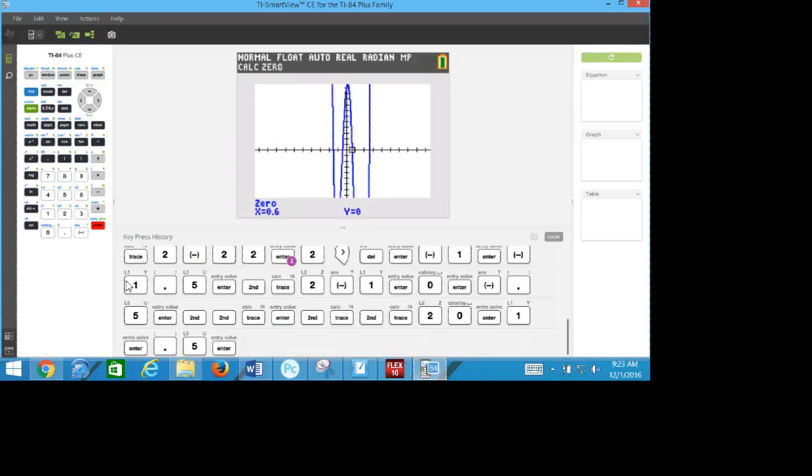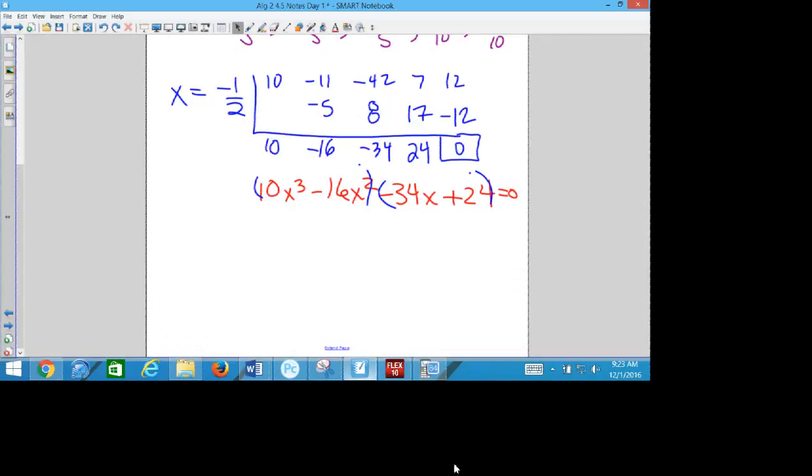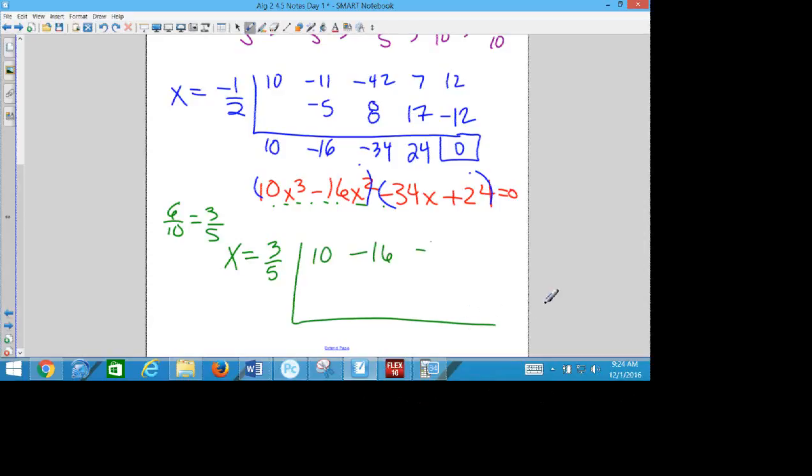But it's not 0.5, it's 0.6. So what is that as a fraction? What is 0.6 as a fraction? 3/5. So 3/5 should work. I'm going to check it, but when I do this, I'm going to do 3/5 off of the last answer, not the original, off the last one. So I'm going to do synthetic division with 10, -16, -34, and 24. I'm going to do it off of that one.